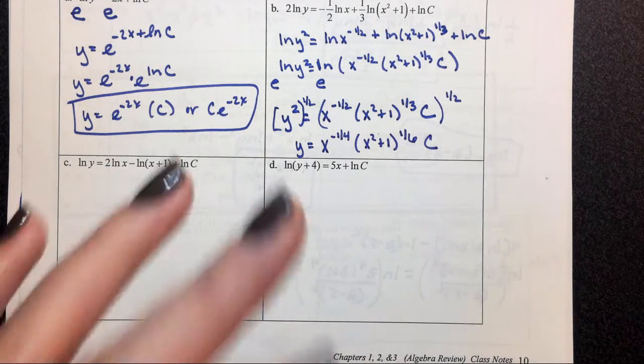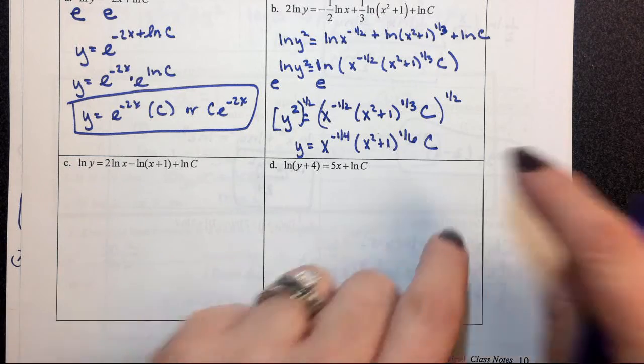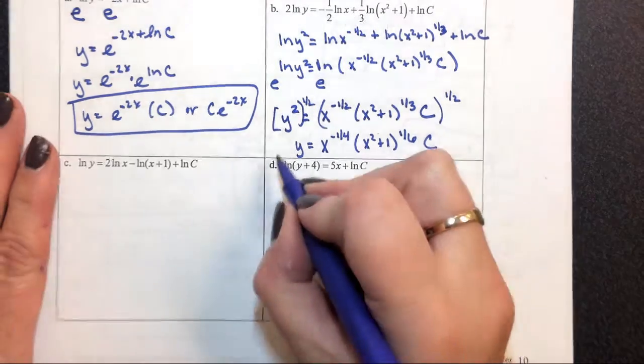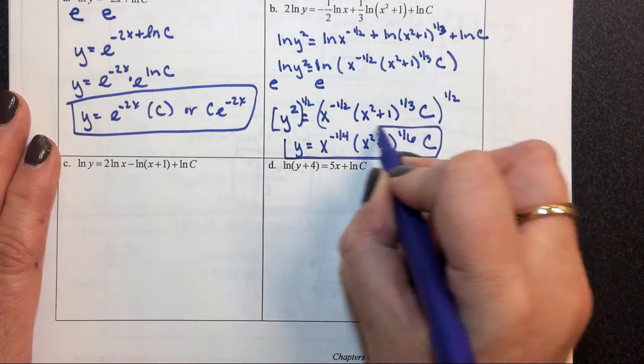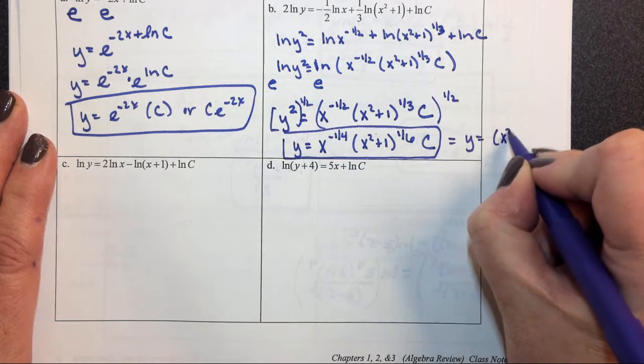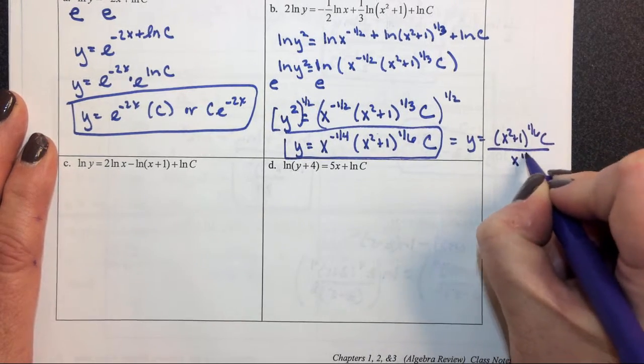Remember what I said. C is just an arbitrary number. We have no idea what it is. Whether I have c to the first, c to the 1/2, c to the 10th, c to the 20th, it's still going to represent a number. So you don't have to write that c to the 1/2 power here. All right? So there is your final answer. And get rid of your negative exponent. You have y is equal to x squared plus 1 to the 1/6 times c all over x to the 1/4.